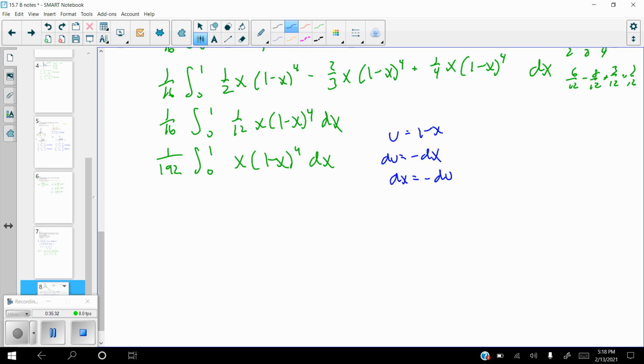Okay, so we're going to get 1 over 192. See, I'm going to switch the bounds of the integral. So that's going to give me 1 to 0. Looks a little weird. Here's the problem. If I put the u in here, u to the fourth, I'm still going to have that x on the outside. So I need to take this equation and solve that in terms of x. So if I add x to both sides and then subtract u, I get that x would be 1 minus u. So I'm going to replace the x here with 1 minus u and du.